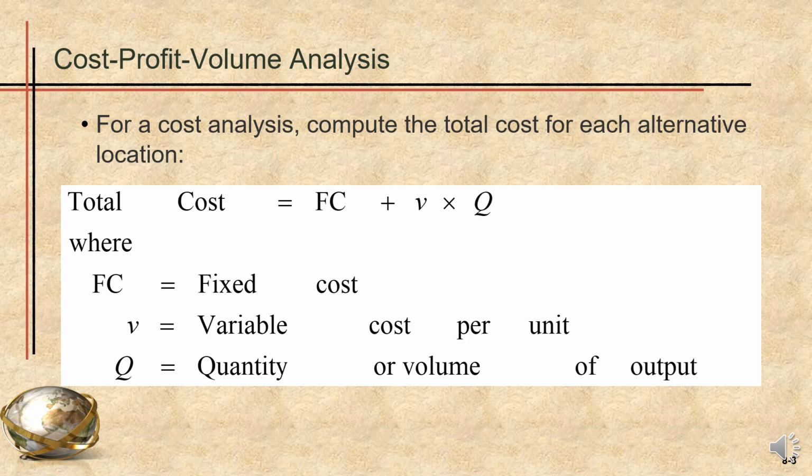The first technique is the cost-profit volume analysis, wherein you have to compute for the total cost and compare the total cost, and the alternative that will give us the lowest total cost will be chosen. The total cost is the sum of your total fixed cost and the total variable cost. Your variable cost will be computed by multiplying the variable cost per unit with the quantity or the volume of output.